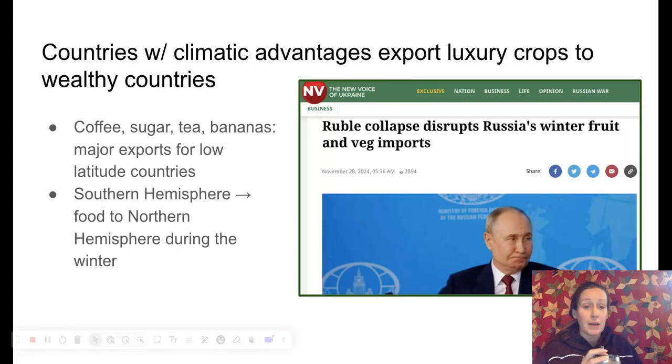Now, countries with climatic advantages, right? Maybe have warm seasons. They export luxury crops to wealthy countries. What are the Louis Vuitton of crops? What are these luxury crops? It's usually crops you don't really need for survival, but you really enjoy them, like coffee.